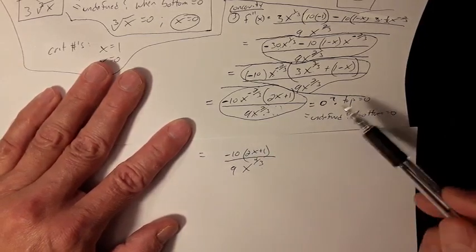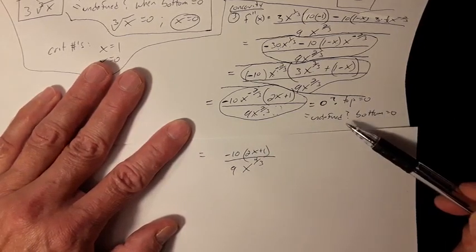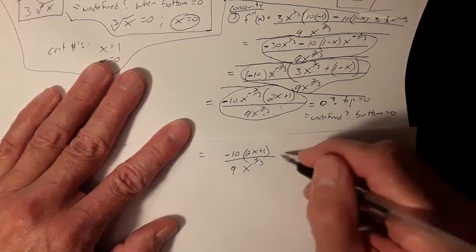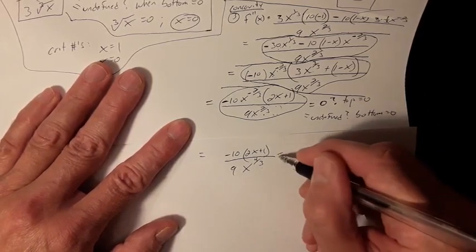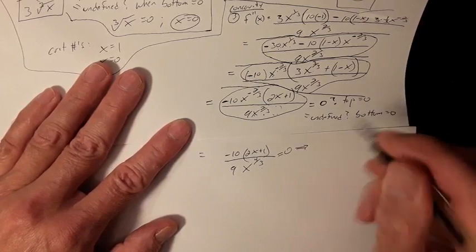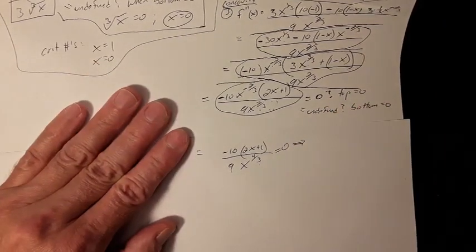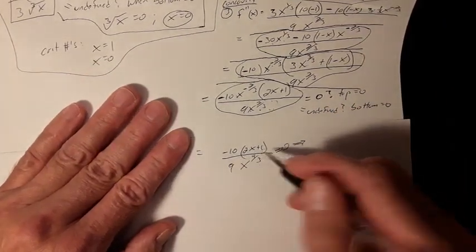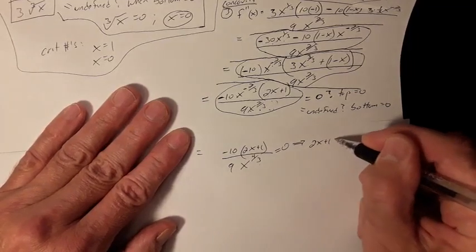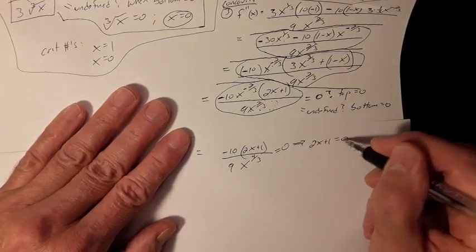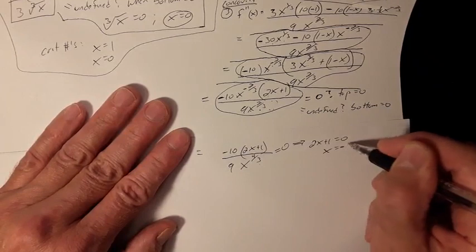Now then, we can go to what I was saying up here. Where's the top 0? Where's the bottom 0? Well, the top is going to equal 0 when 2x plus 1 equals 0. So I'll subtract 1 and divide by 2, and that's going to give me x equals negative a half.